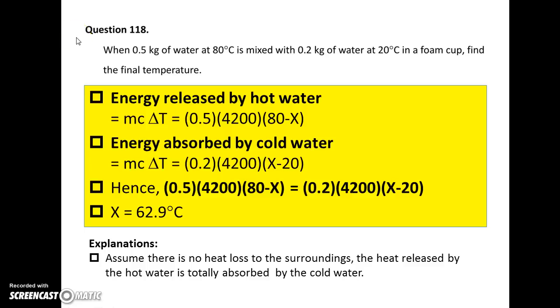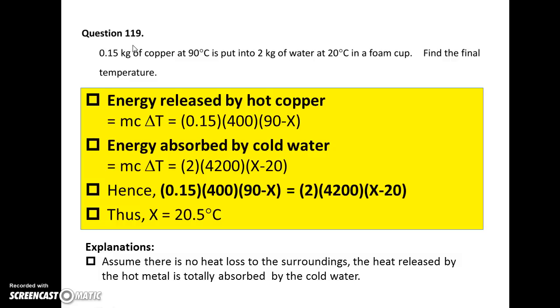Question 118. We have half a kilogram of water at 80 degrees Celsius mixing with 0.2 kilogram of water at 20 degrees Celsius. We set the final temperature to be X, and then we may express the energy released by the hot water in this way, in which the temperature changes 80 minus X. Similarly, we may also express the energy absorbed by the cold water in this way, and the temperature changes X minus 20. And so we may find the final temperature 62.9 degrees Celsius.